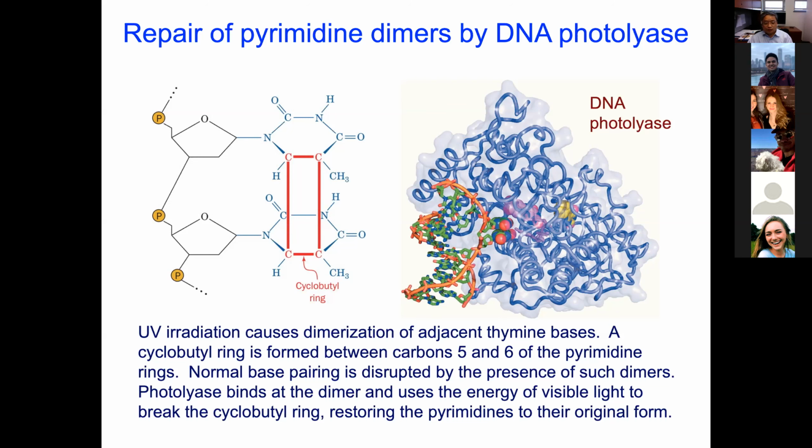So in the cells, they have this DNA photolyase. This is the enzyme which can recognize the cyclobutyl ring of the thymine dimer, and then it will break those two covalent bonds and restore the thymine bases.